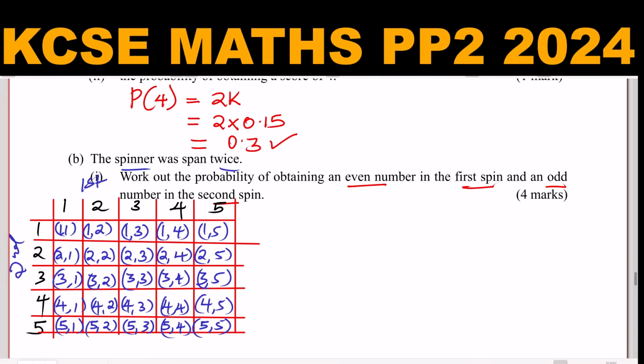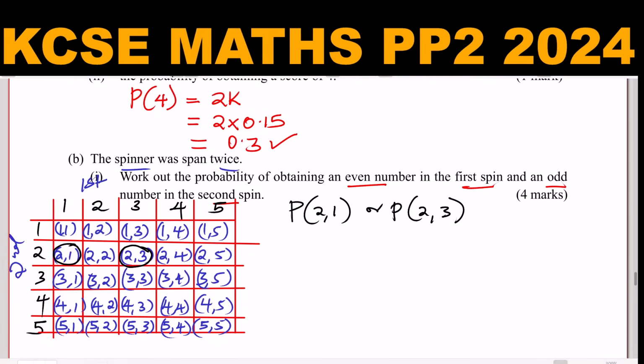So for the probability of obtaining an even number in the first spin, we have the first one here: 2, 1. The first one is 2, that is an even number. Then the second is an odd number, that is 1. Or we have this one as well: 2, 3. In the first spin you get a 2, an even number, and in the second spin you get 3, an odd number.